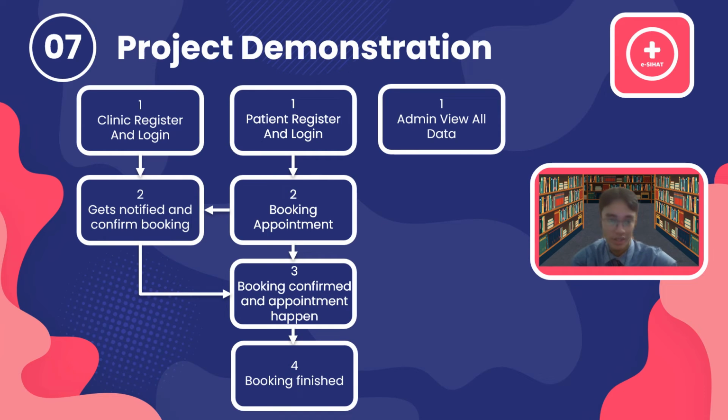Okay, now is the project demonstration. This is the flowchart of our project demonstration. The first one is the registration and login, and then go to the booking and get confirmation of the booking. And the last one, the booking is finished. And the admin can also view all the data inside our app.